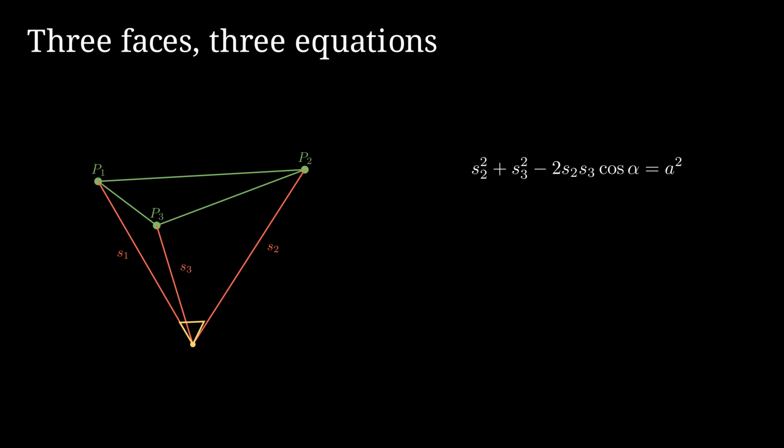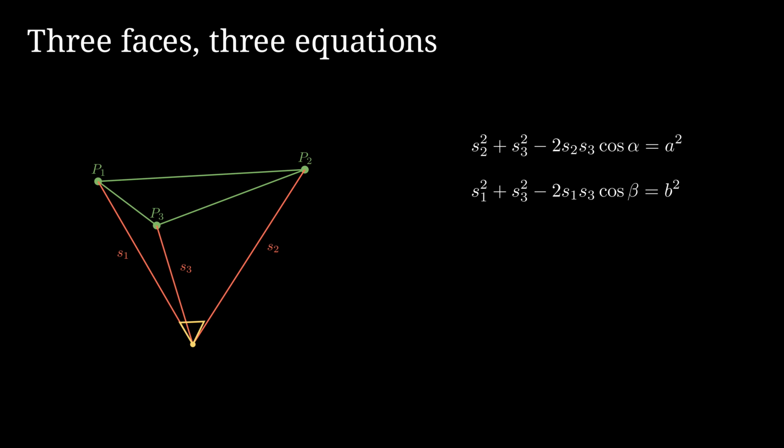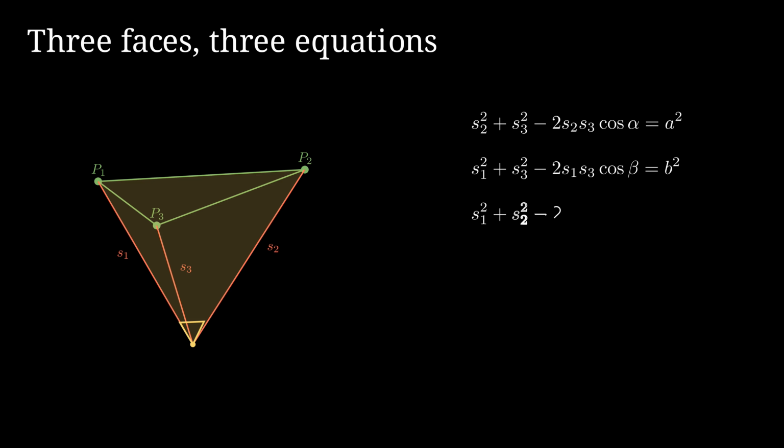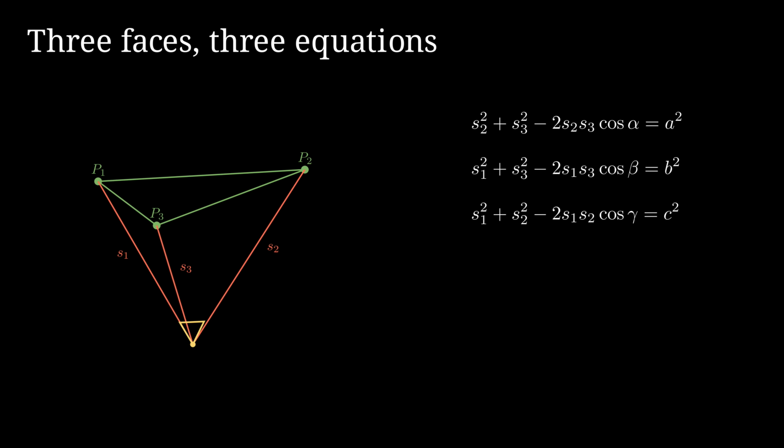That's one face. There are 2 more just like it. Camera with points 1 and 3: S1 squared plus S3 squared minus 2 S1 S3 cosine beta equals B squared. Camera with points 1 and 2: S1 squared plus S2 squared minus 2 S1 S2 cosine gamma equals C squared.